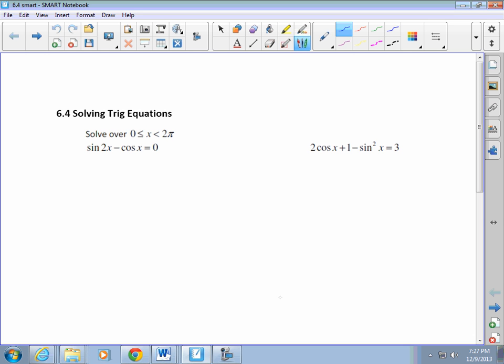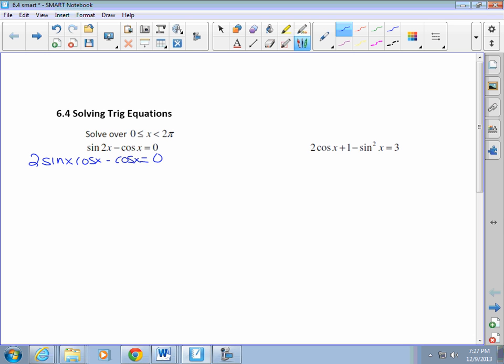So we have sine 2x minus cos x is equal to 0. So sine 2x is the double angle identity for sine. So looking off of your sheet, we know, or if you remember it, this is the equivalent of 2 sine x cos x minus cos x equals 0.